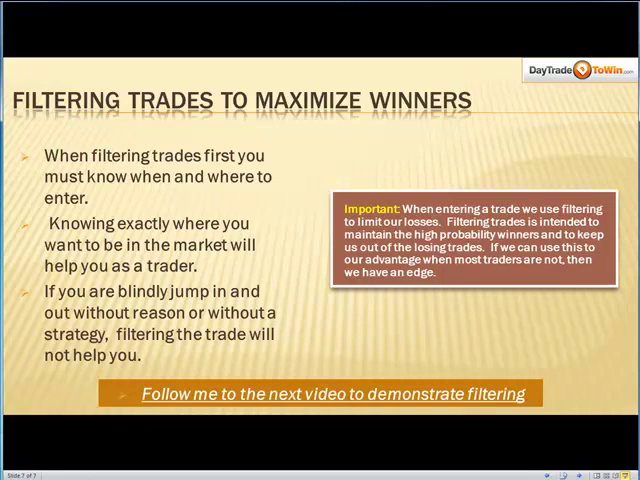Okay? And it's very important to understand that when entering a trade, we use filtering really to limit our losses. Filtering trades is intended to maintain the high probability winners and to keep us out of those losing trades when we enter the trade and the market just goes straight against us. Okay? So we're using a filtering method using price action to help us stay out of trades like that. If we can use this to our advantage, why not? When most traders aren't using this method, I think that we definitely have an edge when trading.